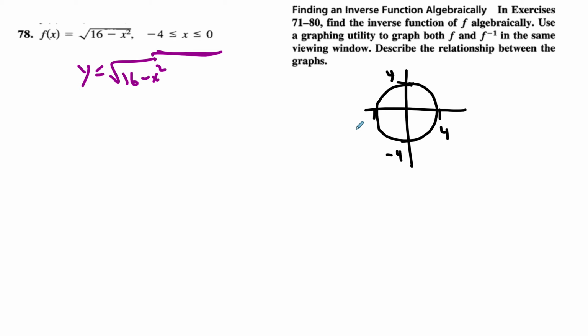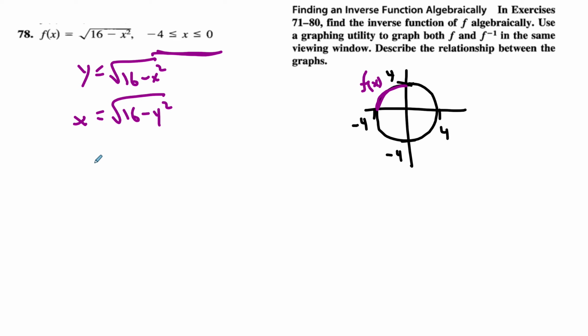But what they've done is they've actually restricted the domain. So we're looking at x from -4 to 0. So we're just looking at this portion. That's what f of x actually is, right, with the restricted domain. So what does that mean? We can do our normal switch-oroo of the x's and the y's, and then resolve.